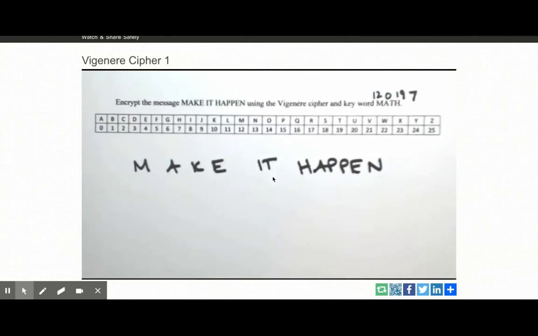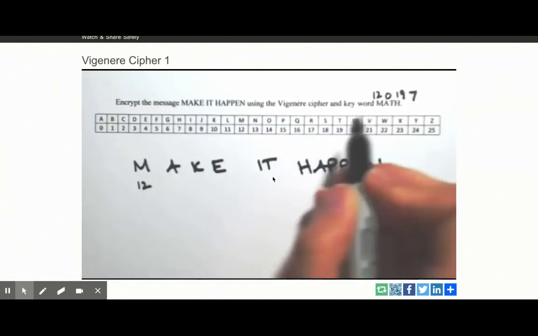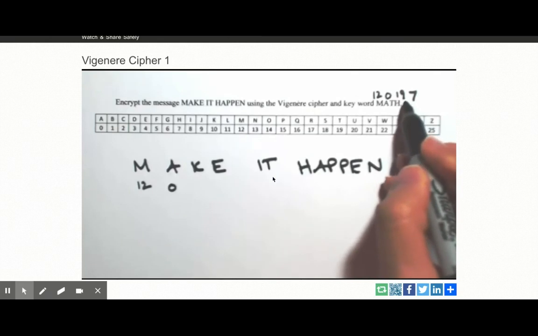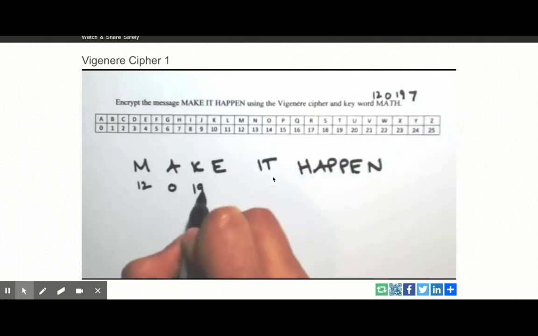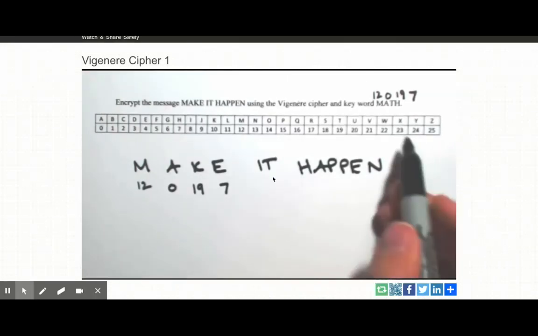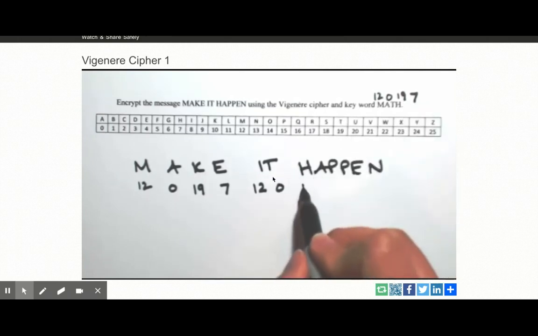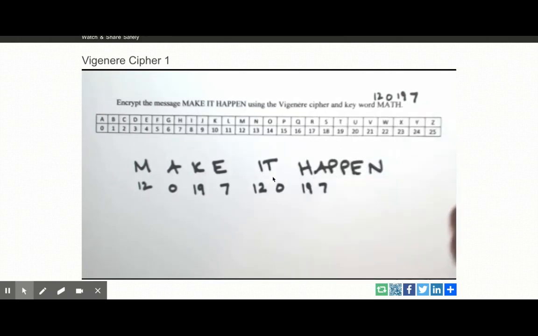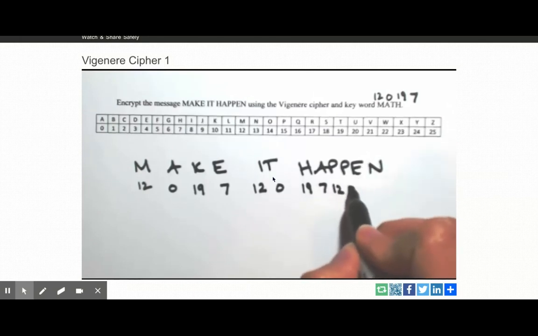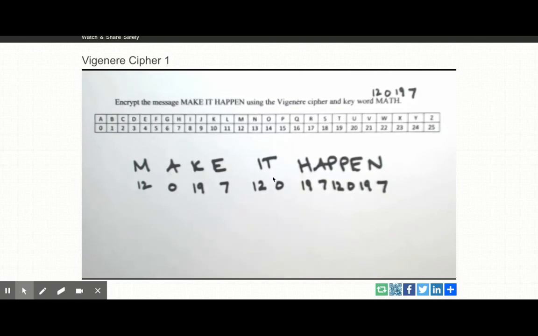And under each letter, I'm going to write down how much we're going to shift it by. So the M is going to get shifted by the first letter, which is 12. A is going to get shifted by 0, so it's going to stay the same. The next one is 19, and then 7. And then once you run out of letters, just start again. So then 12, 0, 19, 7, start again, 12, 0, 19, 7. So now I'm going to go through and shift these letters by the number underneath them.